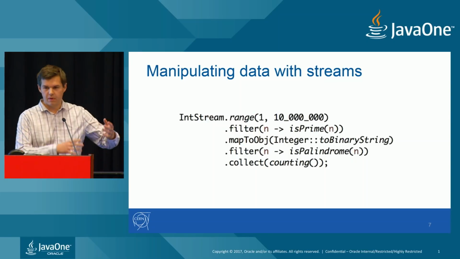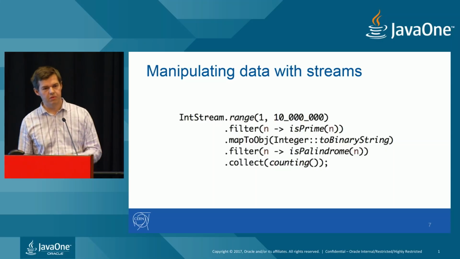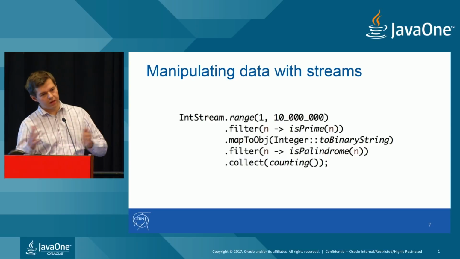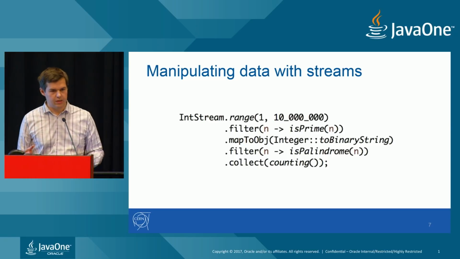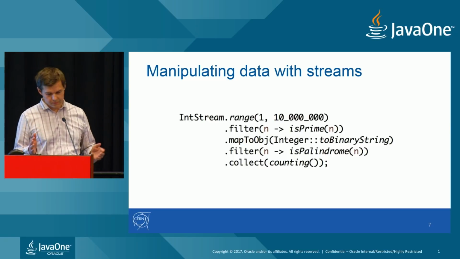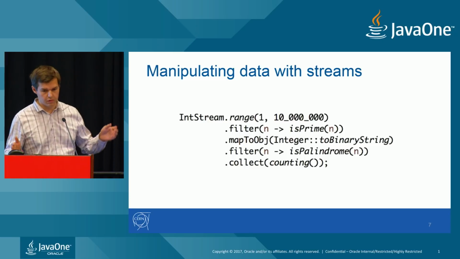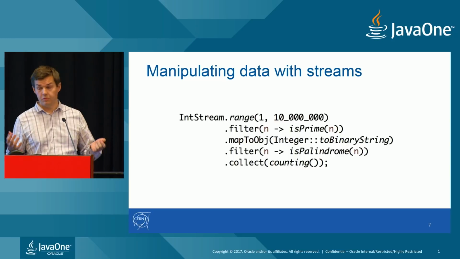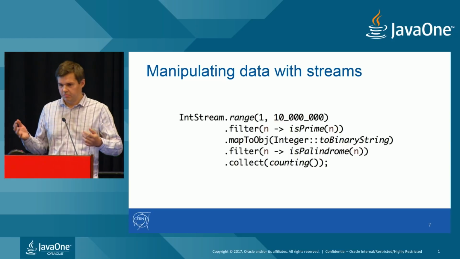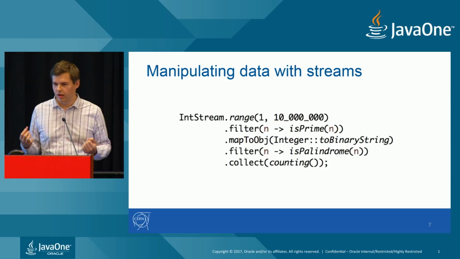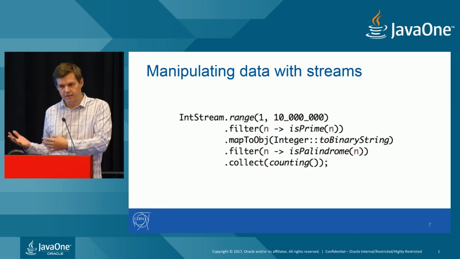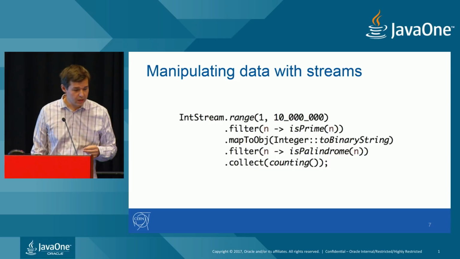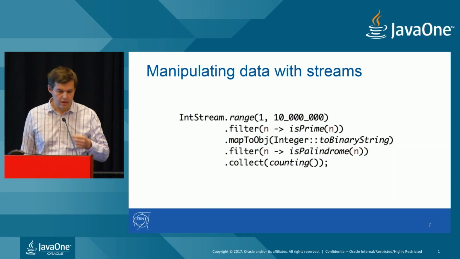One more example with the stream. What we do here, we have a bunch of numbers. We map them. We filter only those that are primes. Then we convert them to a binary string. Then we check whether it's a palindrome, so whether if you read it from left to right or from right to left, it will be the same. And we count how many we have of those. Although this example doesn't make sense at all, still you need like 5 seconds to figure out what it exactly does. And this is exactly what streams are about.